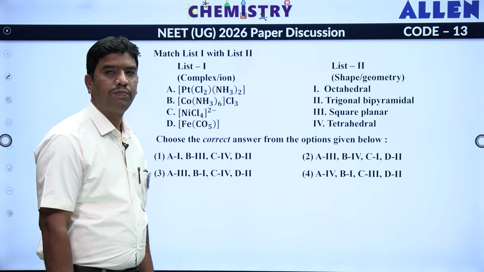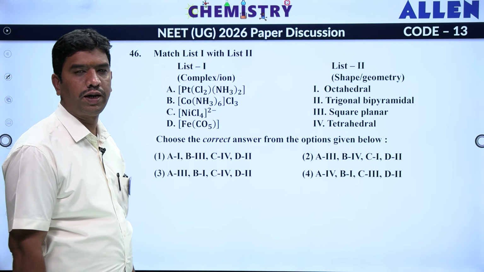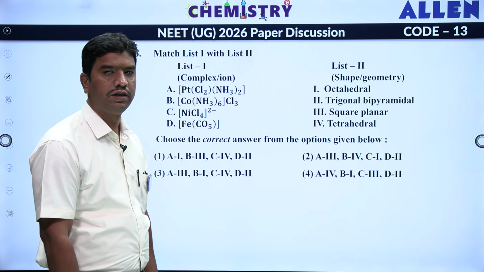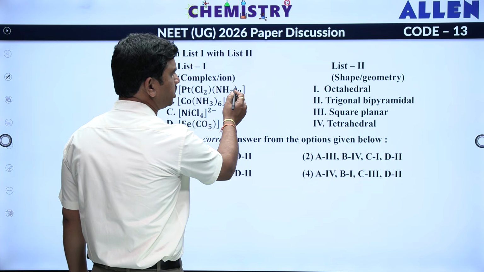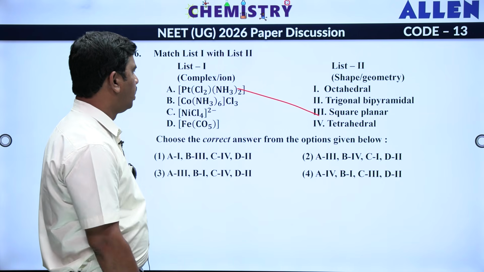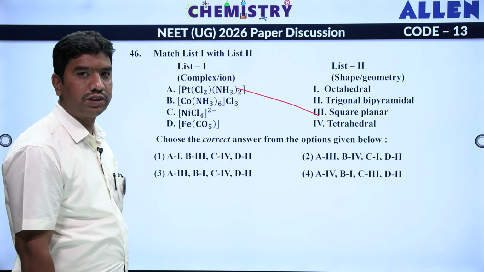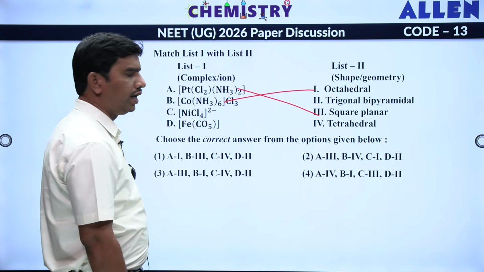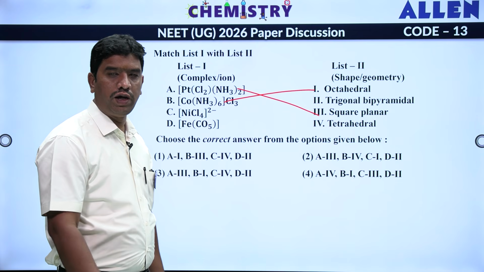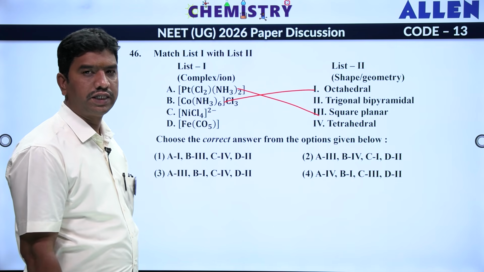Here, the platinum complex is always a square planar complex, an ML4 type complex. So A is matching with 3. Co(NH3)6, this is an octahedral complex, an ML6 complex. So B is matching with 1. Nickel tetrachloride, chloride is a weak field ligand, ML4 once again, so it is sp3 tetrahedral.